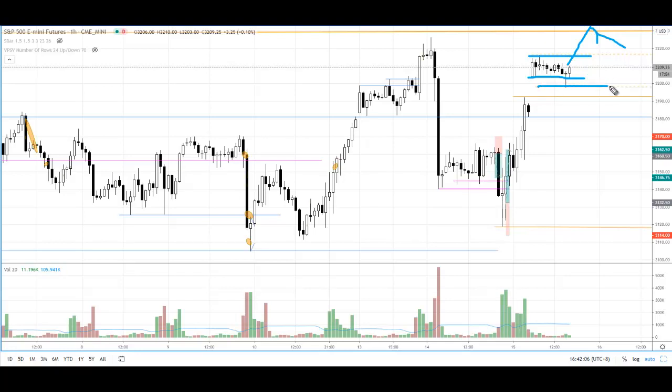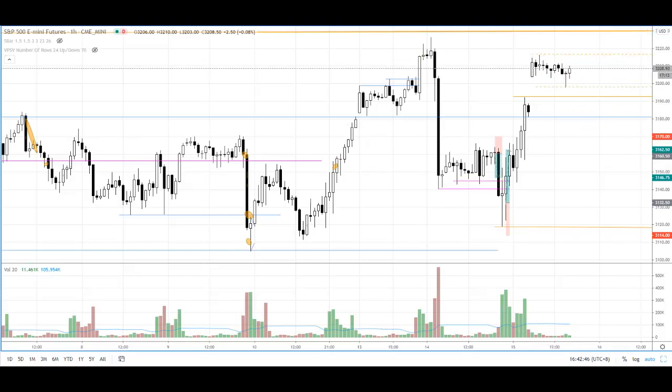Okay, I think the range extended here. But overall, I think we still have a chance to get a long entry if we go back to test or fill this gap at maybe 3192 or 93, fill the gap and have some kind of reversal. Then that could become a good long entry. Otherwise, if we had a deeper test, then 3180 is definitely a good level to long upon some kind of reversal, something like this.